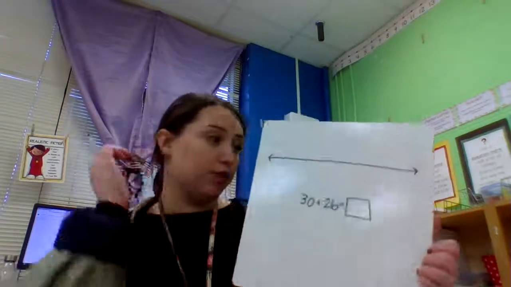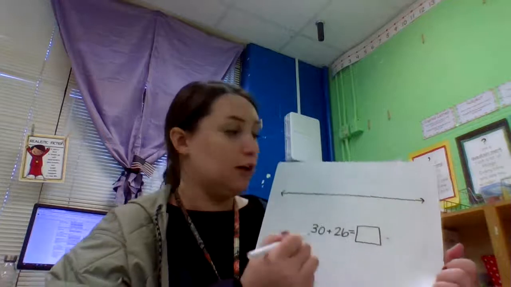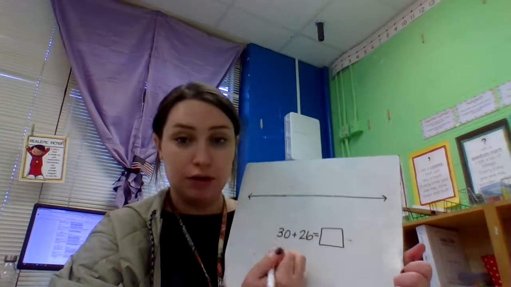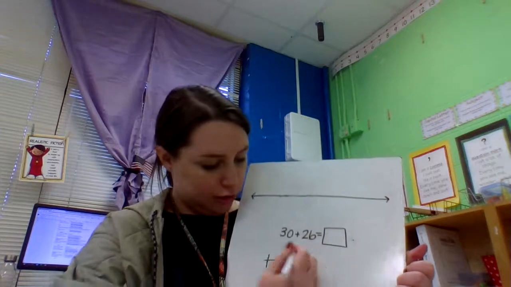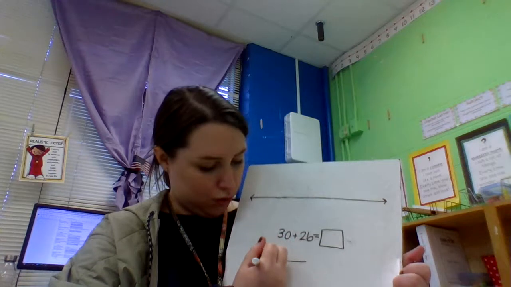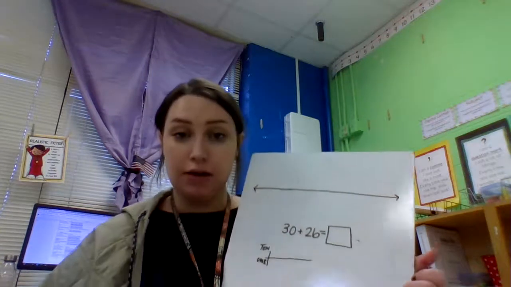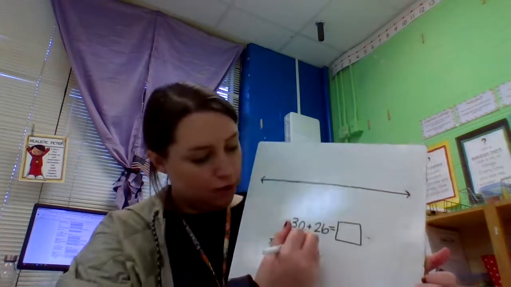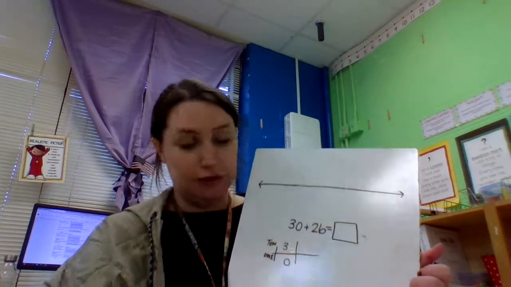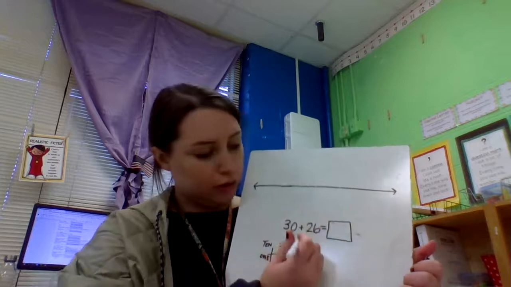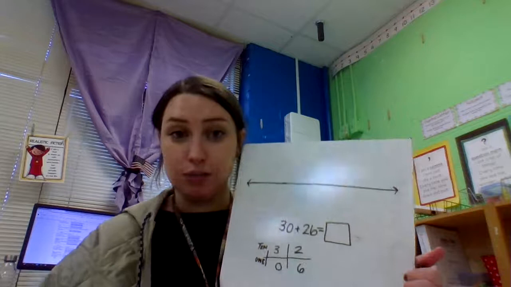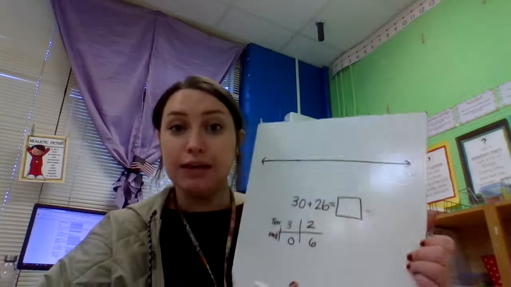All right, so 30 plus 26. I'm going to start by decomposing my numbers. So let me draw a chart down here that has tens and ones. Okay, so tens and ones. So 30 has 3 tens and 0 ones. 26 has 2 tens and 6 ones. Now it's time to add.